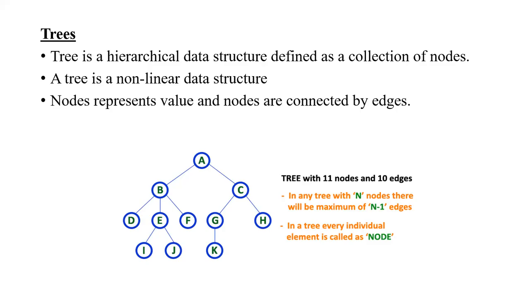Now let us see this diagram. In this diagram, each element represented within a circle is called a node, and the lines connecting these circles are called edges. In any tree with n nodes, there will be a maximum of n minus 1 edges. In a tree, every individual element is called a node. In this tree, there are 11 nodes and these nodes are connected with 10 edges.